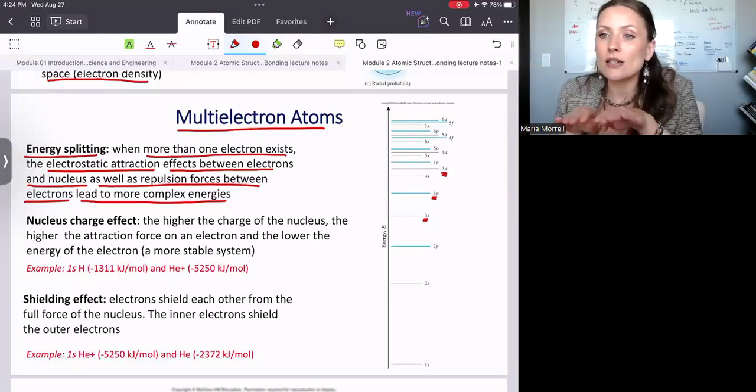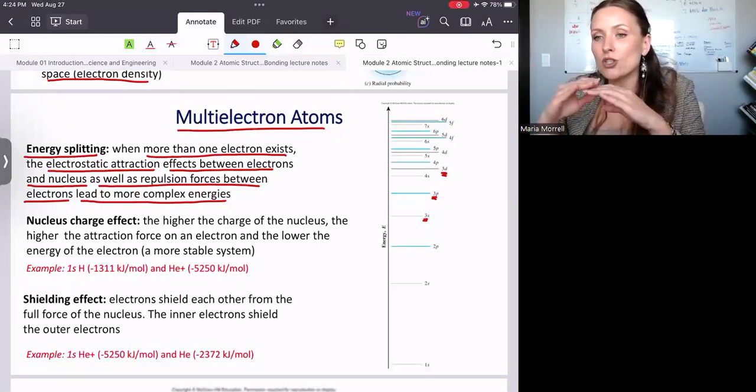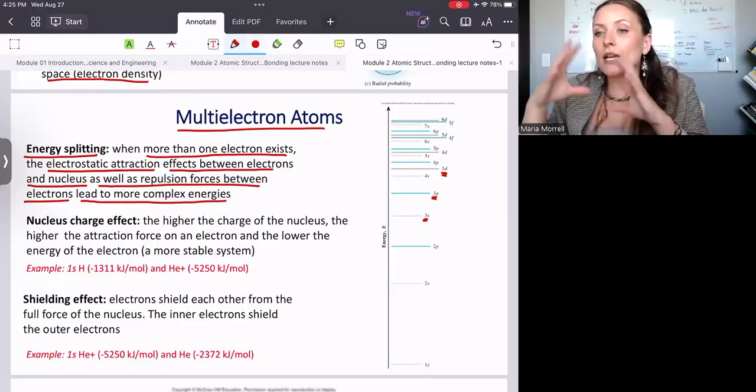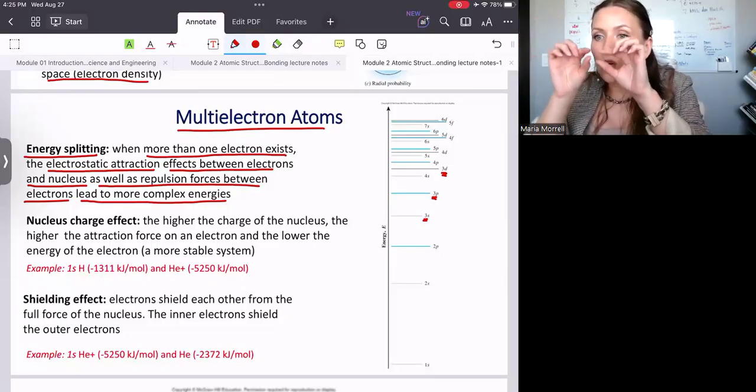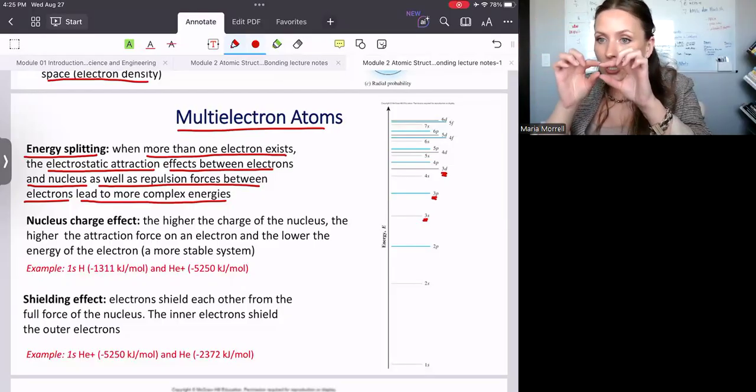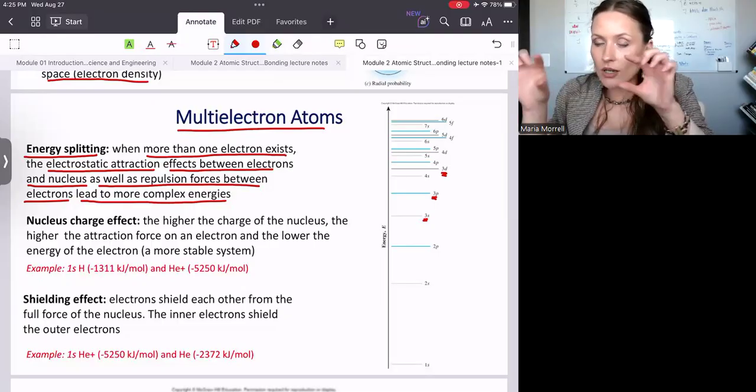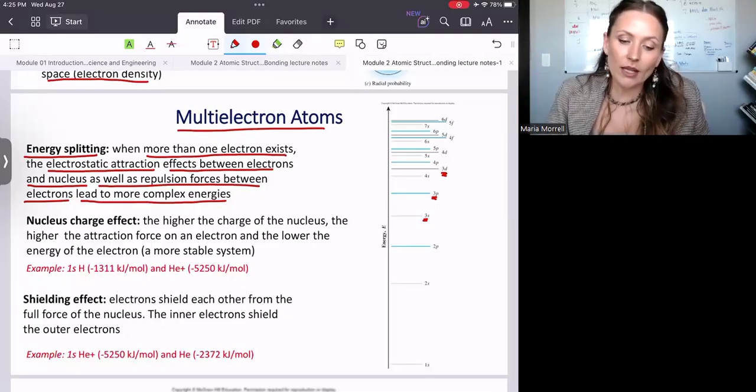We don't see just these quantum numbers or energy levels 1, 2, 3 anymore. Now we see splitting of energy. Each energy level splits into more available states, okay?